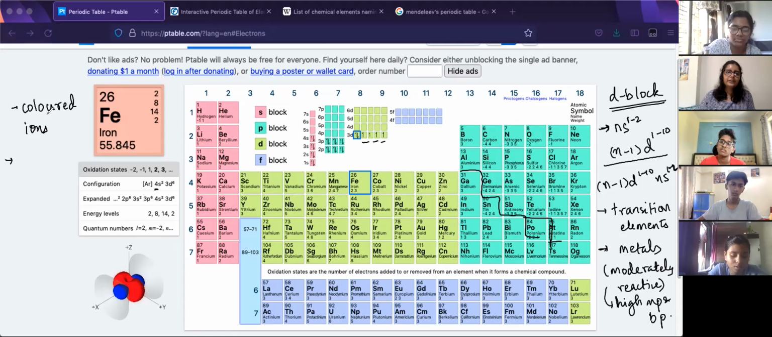Another property of D block elements is that they show something called paramagnetism. What do you mean by paramagnetism? Or paramagnetic, diamagnetic? No?